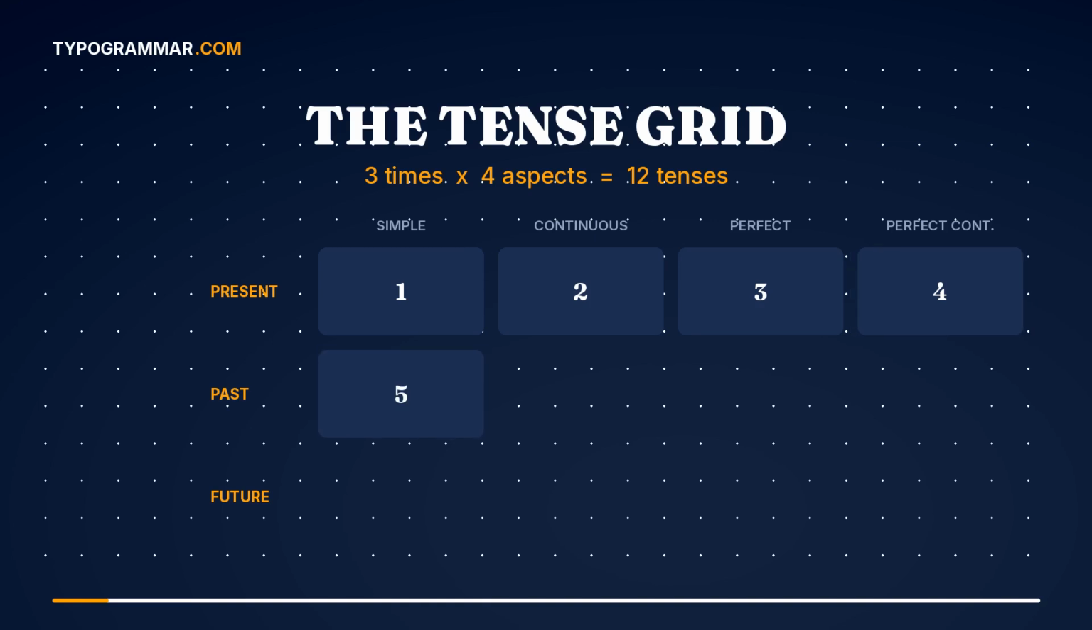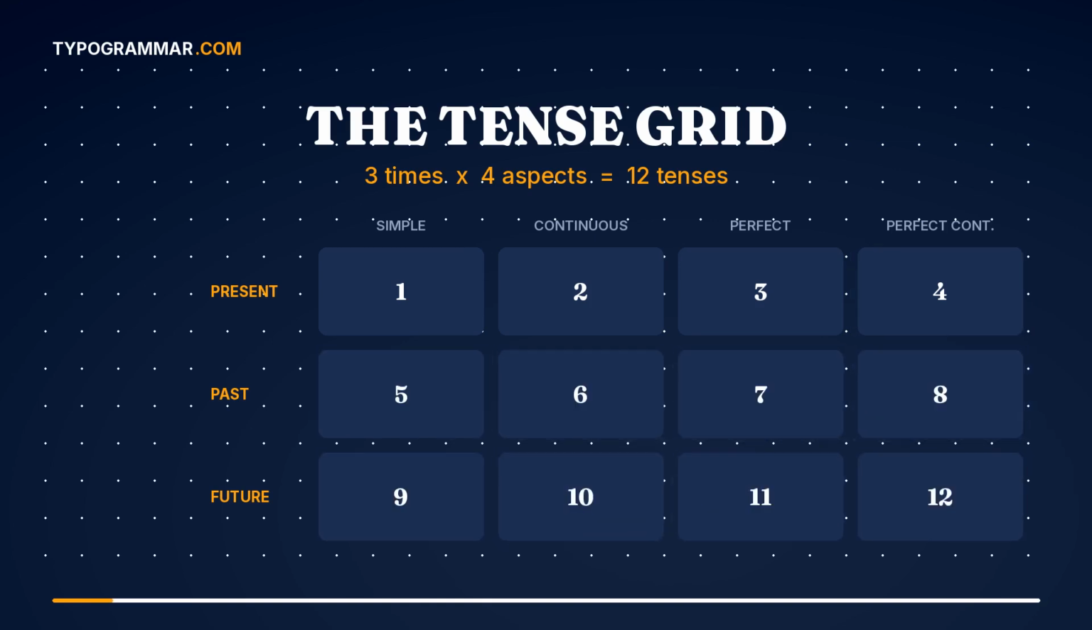English tenses follow one simple grid. There are 3 times: past, present, and future. And there are 4 aspects: simple, continuous, perfect, and perfect continuous. 3 times multiplied by 4 aspects gives you exactly 12 tenses.